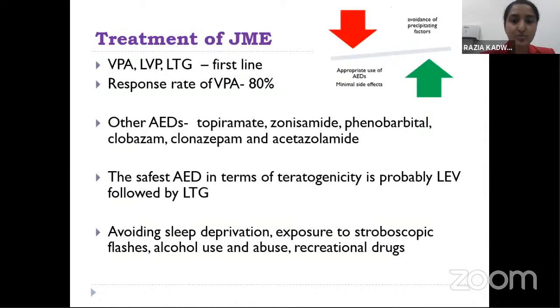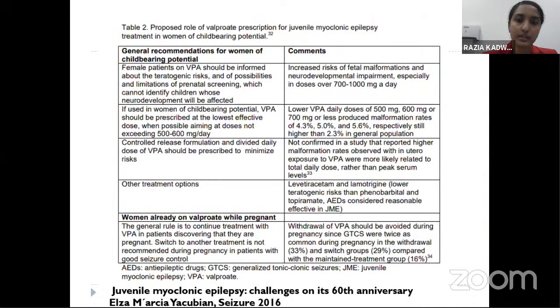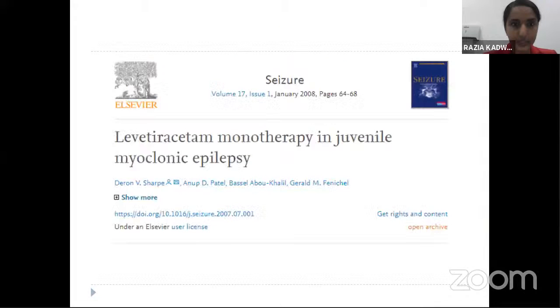But if you look at the safety profile, levetiracetam is safer as compared to valproate, because patients with JME need lifelong treatment. So if you're treating a female, then you have a high risk of teratogenicity when you continue this medication during adolescence and early adulthood. Along with medications, you must also remember you have to advise patients to avoid precipitating factors like sleep deprivation, and ask them to avoid alcohol and other recreational drugs. If you are using valproate, remember you have to use it at a lower dose because the risk of teratogenicity is higher if it is given beyond 1 gram per day.